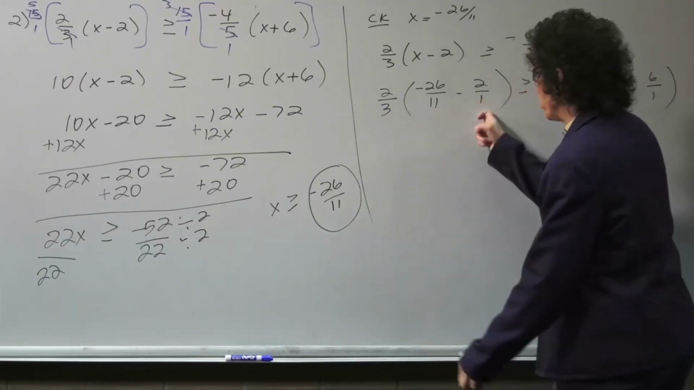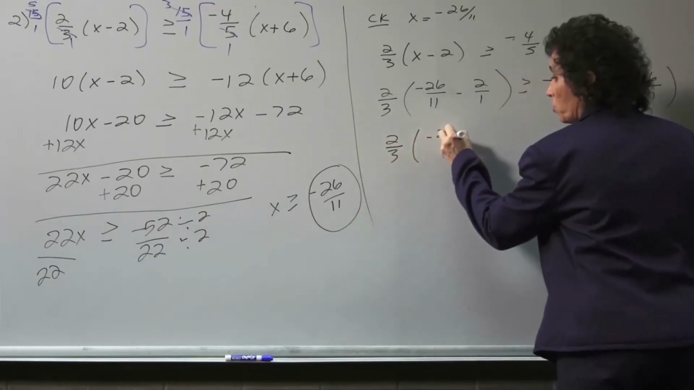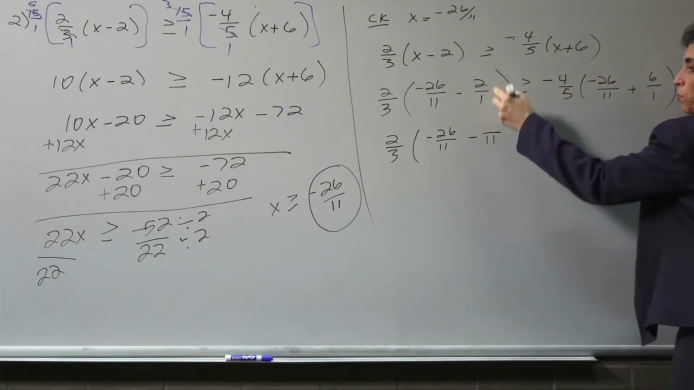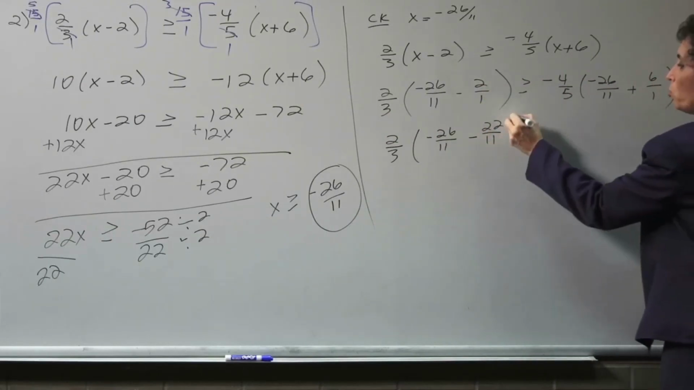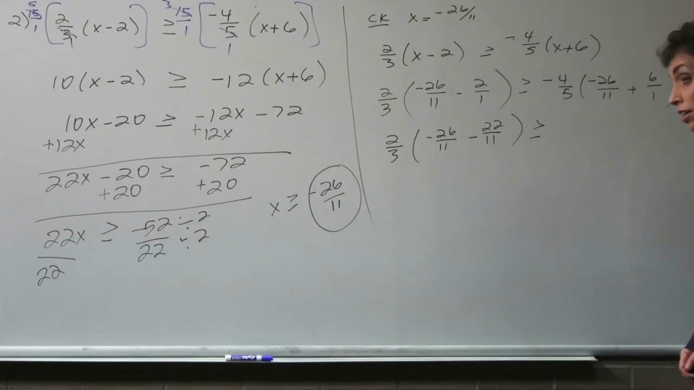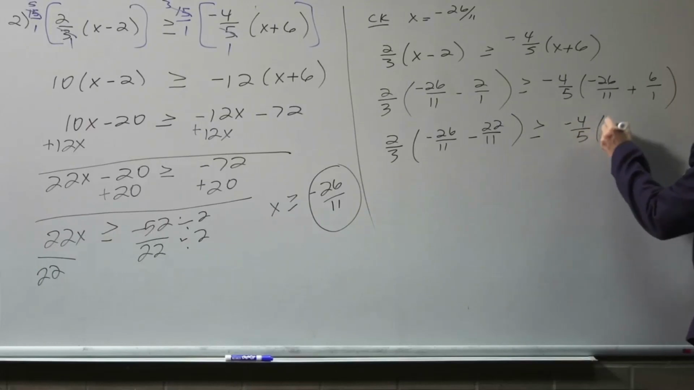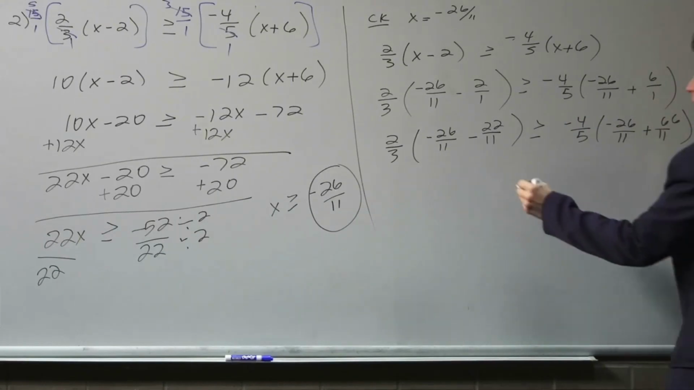Okay, now order of operations says combine, parentheses first. 2/3, here we go, negative 26/11. The common denominator is 11. So multiply this by 11, multiply this by 11, that's 22/11, right? Because 22/11 is 2, right? Makes sense, cool. Greater than or equal to. Feeling better? I'm feeling better. Here we go. Negative 4/5 times negative 26/11 plus, making a bottom 11, multiplying by 11, multiplying that by 11, we get 66/11, because 66/11 is 6. Kind of cool. All right, here we go.